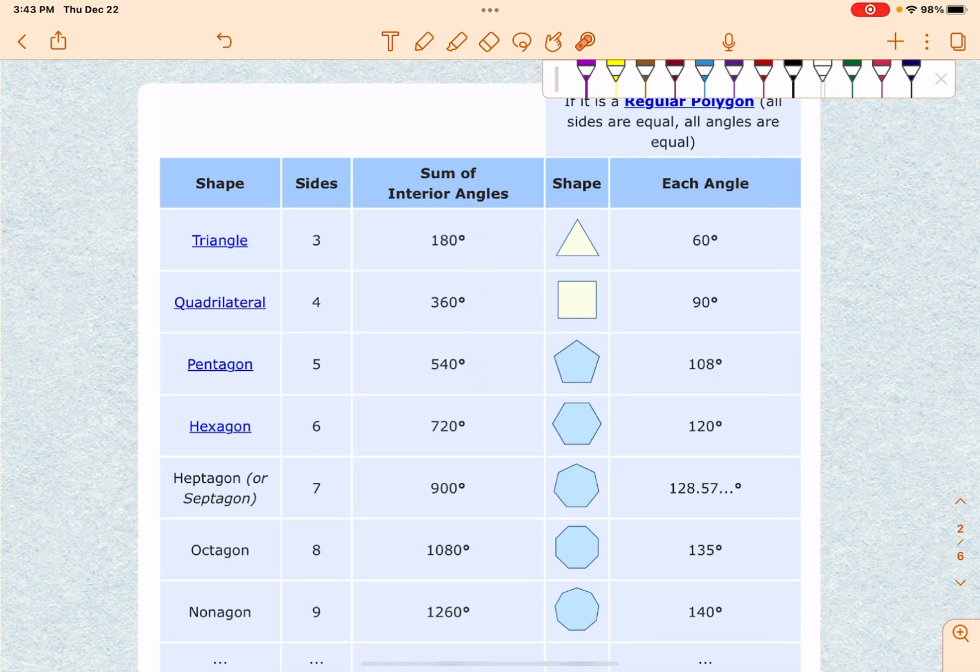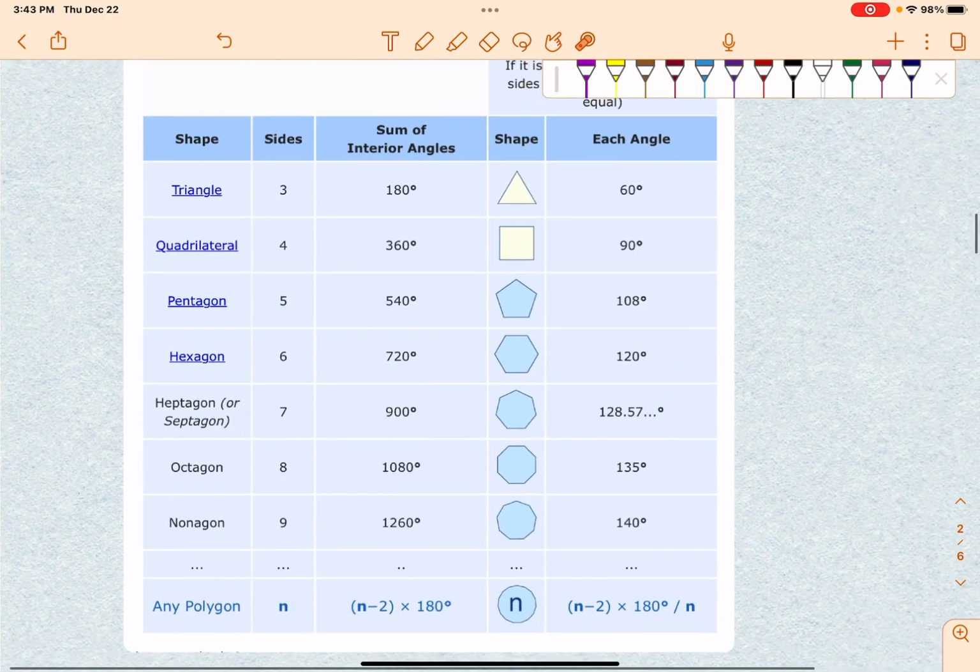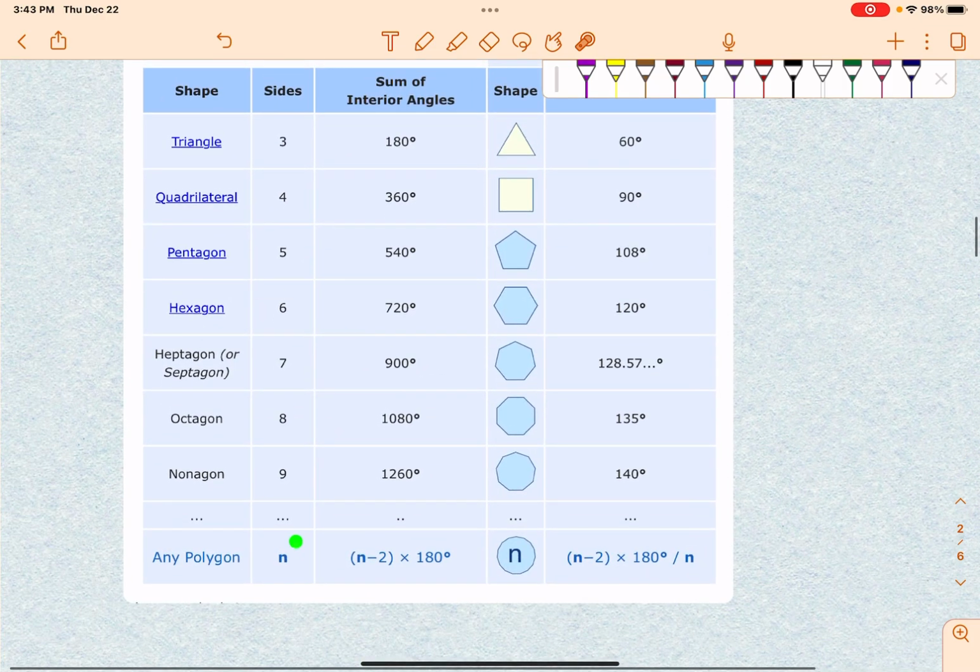So if it were six-sided, it's 720. It's the pattern that keeps going. And eventually, it's based on however many sides you have. If I subtract 2 and multiply by 180, that'll give me the total.